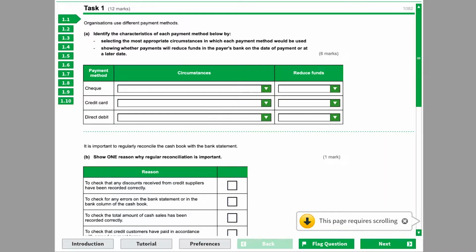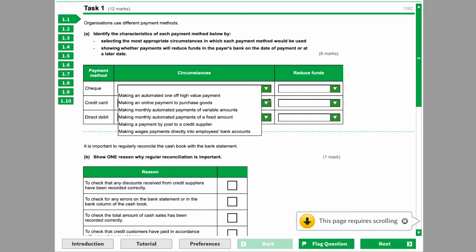The first payment on the list is a cheque, and we have 6 possible circumstances to select from for when a cheque would be the most appropriate form of payment. Now straight away we can rule out any that say automated because a cheque is a manual payment method. And that leaves us with 3 options. So we have making an online payment to purchase goods. Well, a cheque isn't online, so it wouldn't be that one. We then have making a payment by post to a credit supplier. This would definitely be a strong contender because a payment by cheque would fit this really well.